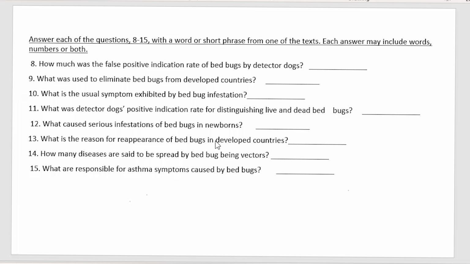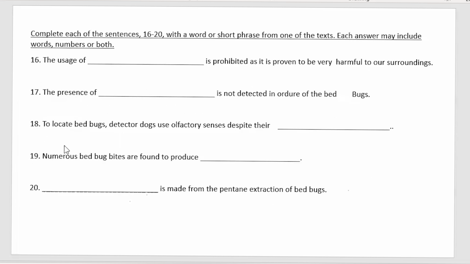Yes, next question is question number 18. To locate bedbugs, detector dogs use olfactory senses despite their dash. Next, question number 19. Numerous bedbug bites are found to produce dash. Next, question number 20. Dash is made from the pentane extraction of bedbugs. What has been made? That is the question. So you can just go to the text where you can find this answer, locate the answer, and just put your answers in the chat box.